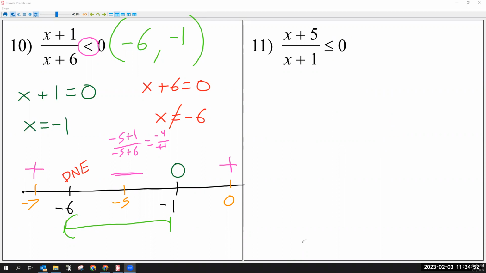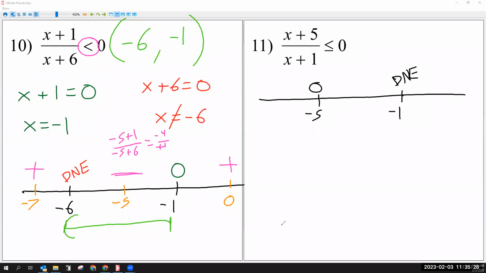All right, so number 11. At this point, I'm going to skip steps just a little bit. Go to my number line and say, okay, what are my x values? -5 and -1. So I'm saying -5, -1. Which one gives me does not exist? The bottom. So D and E does not exist. The -5's on top, so that one just gives me 0 if I plug it in.